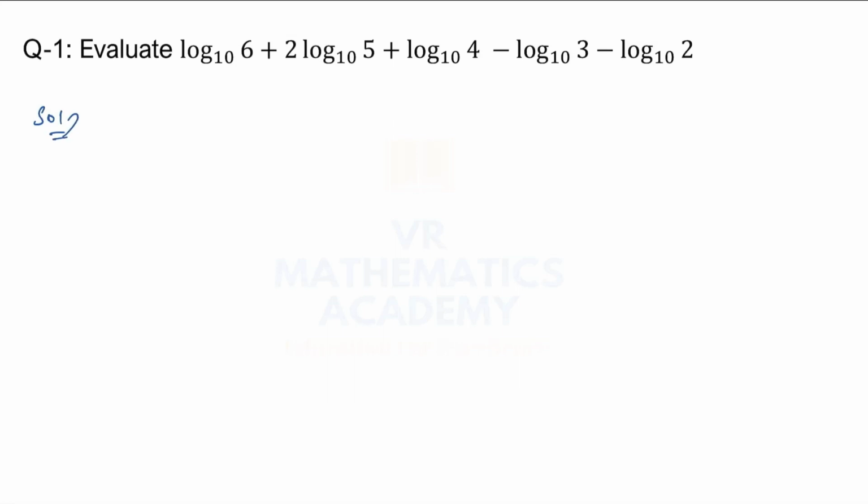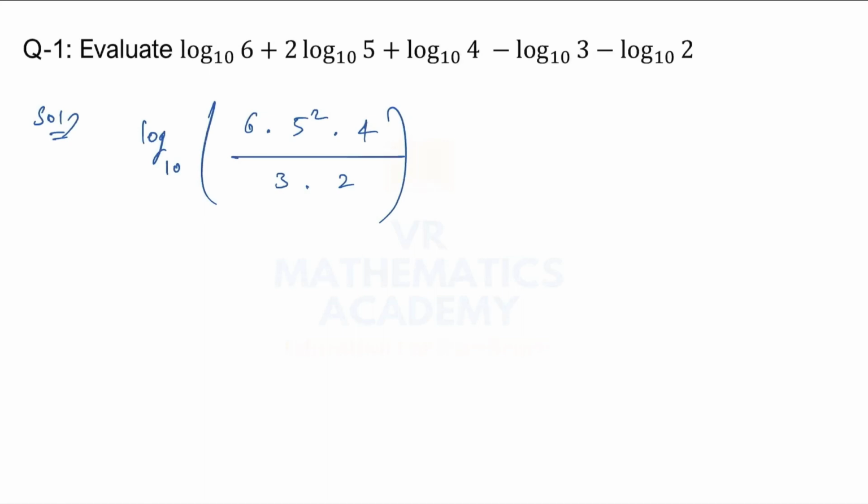According to applying all the laws, we first write log base 10 as it is. Now 6 multiplied by 2 log 5. So 2 is multiplying log 5, so this 2 goes as a power of 5. So it will be 5 squared, and the sign is plus, so they are going to multiply. Now plus log 4, so 4 is also multiplied. Minus log 3, so 3 will be divided, and minus log 2, so 2 will be divided.